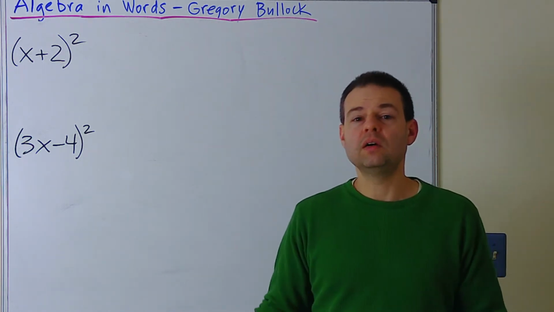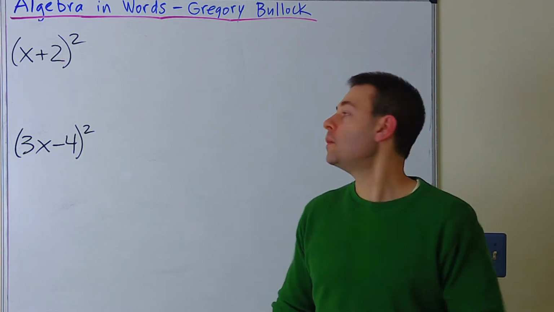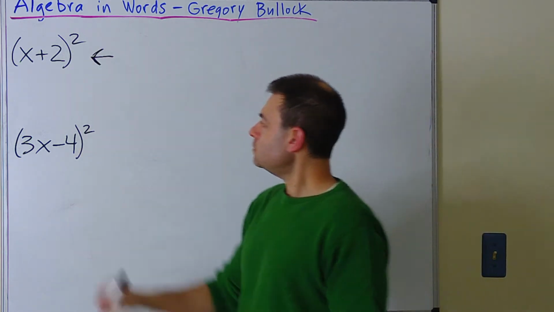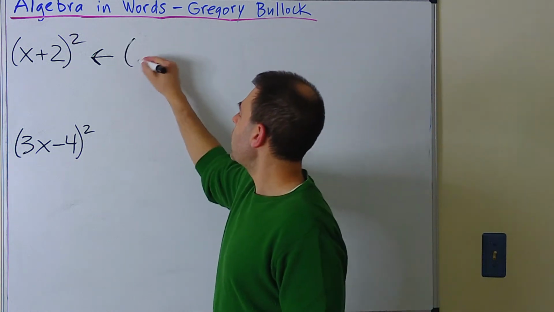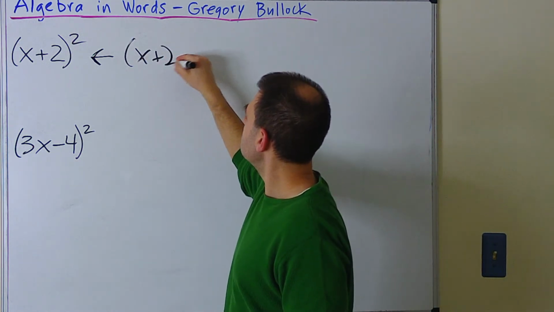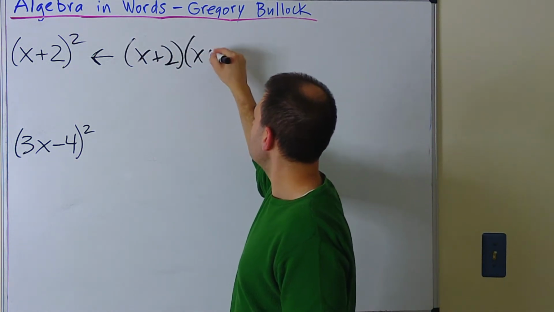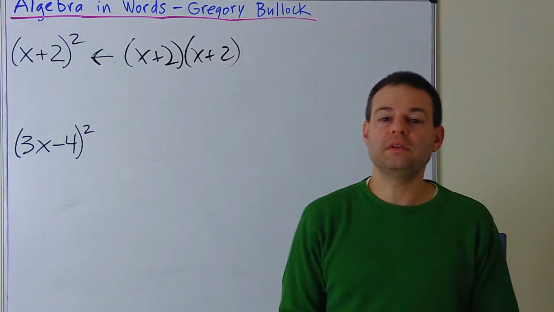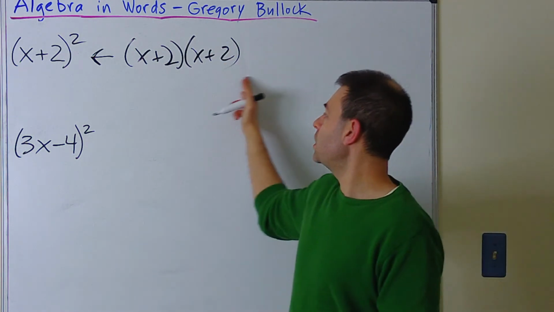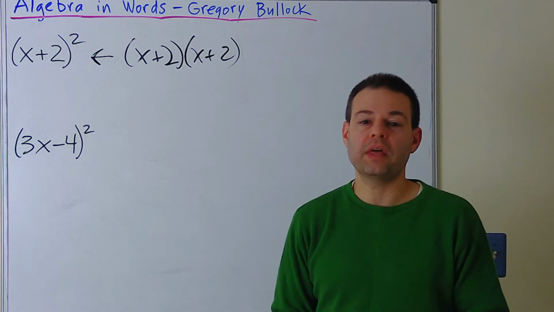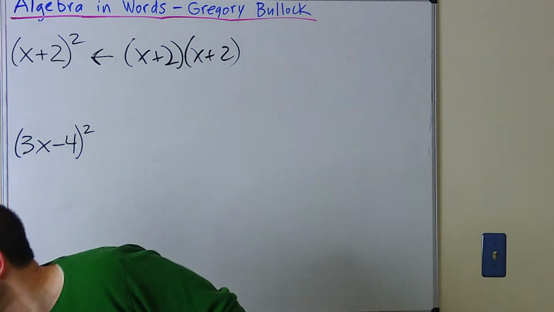Now, to start, why is this called a binomial squared? Well, basically, what could normally start as x plus 2 times x plus 2, obviously those groups are the same, so we can just consolidate them and call them the group squared.